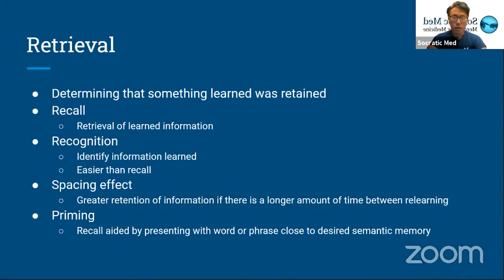And there's also something called priming, where recall is aided by presenting a word or phrase close to the desired semantic memory. Let's say I was trying to get you to remember something in Paris. I would start giving you things like the Louvre or the Eiffel Tower, something close to the memory you had, in order to jumpstart your brain to remember that specific memory you're looking for.